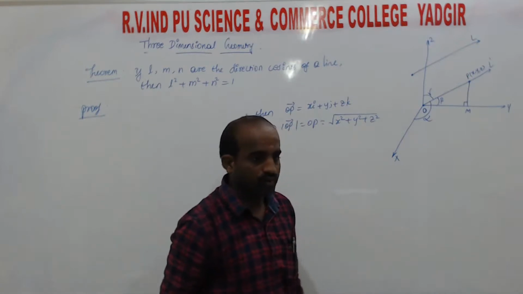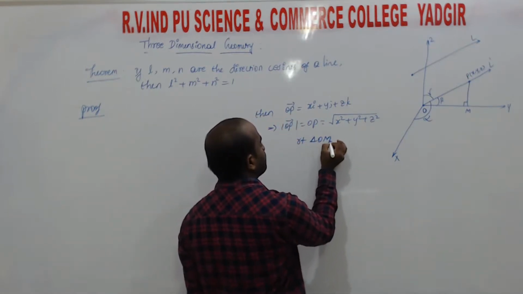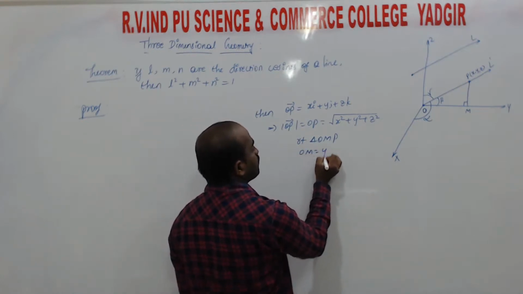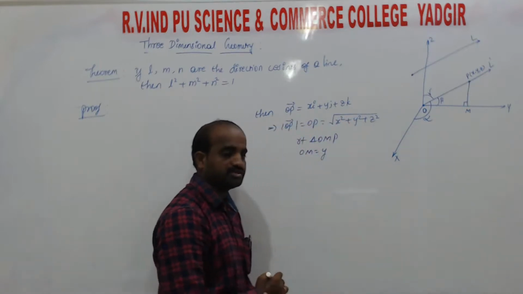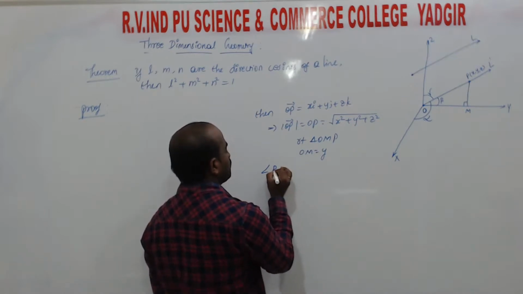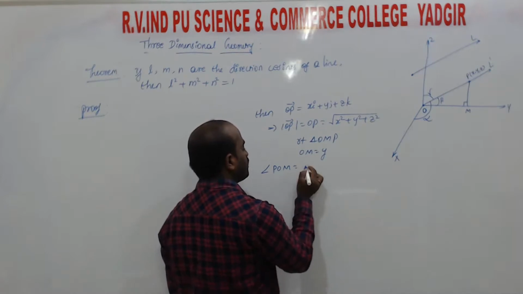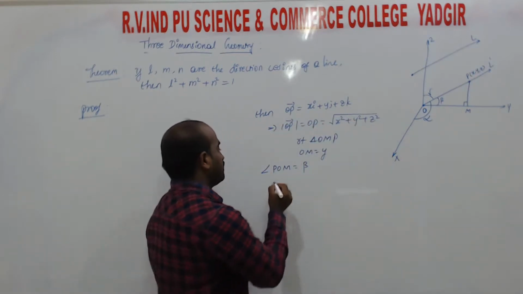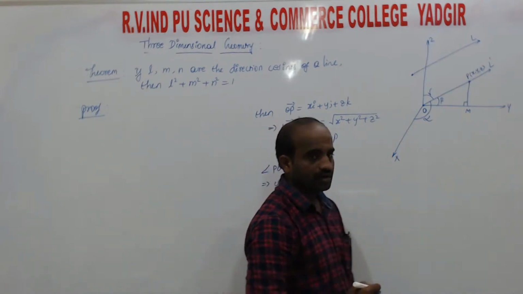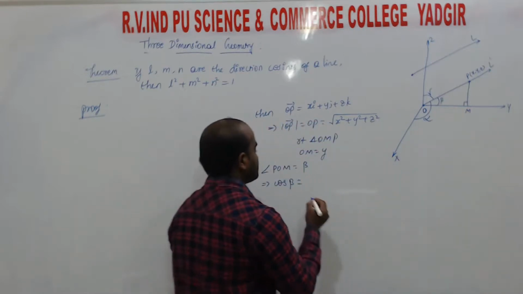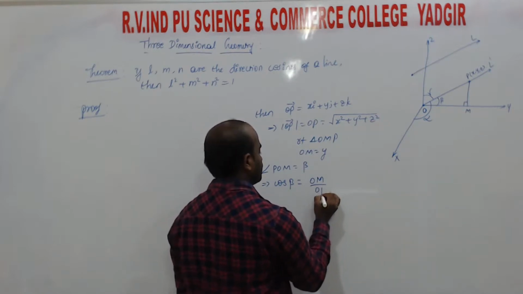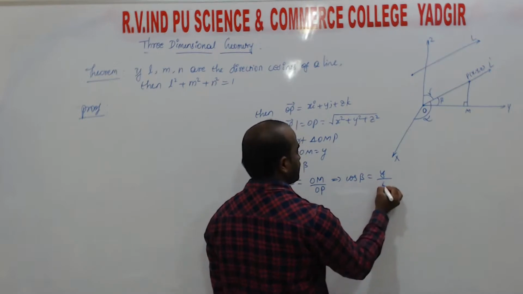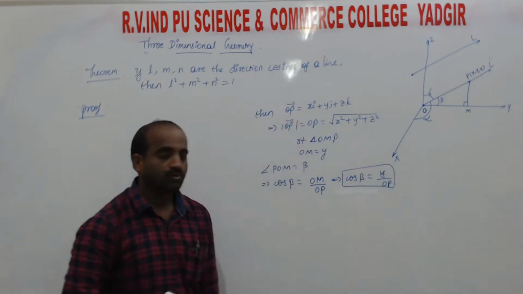Now, from the right angle triangle OMP, OM is equal to y. Angle POM is equal to beta. Then cos beta is equal to adjacent divided by hypotenuse. Adjacent is OM, so OM divided by OP. This means cos beta is equal to y by OP.